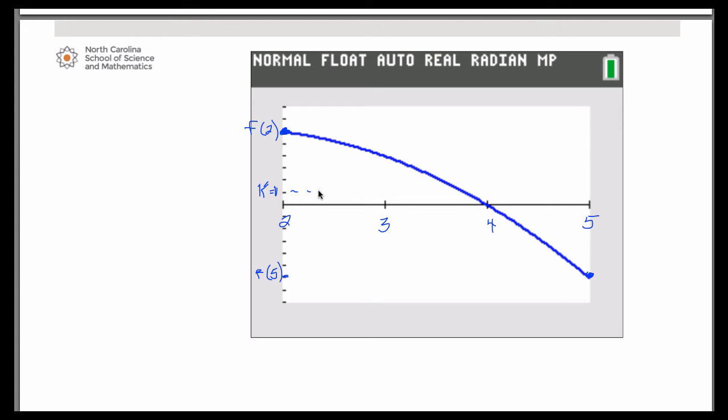So if we trace this over to the curve, right here is your c value. That's what we found to be the 3.791, and notice it is in between 3 and 4. So most problems involving the intermediate value theorem can be solved this way.